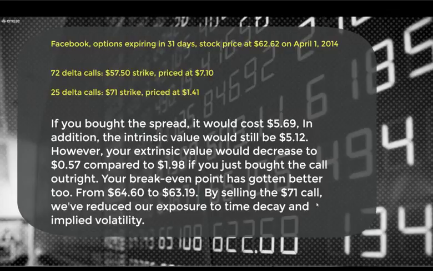Why? Because we sold that 71 strike. What we're saying is, Mr. Facebook, we don't believe that you're going to get to 71. We also understand that there is a 75% probability that this is not going to happen. I think you are going to go higher though, but I don't think it's going to go that far within the next 31 days.